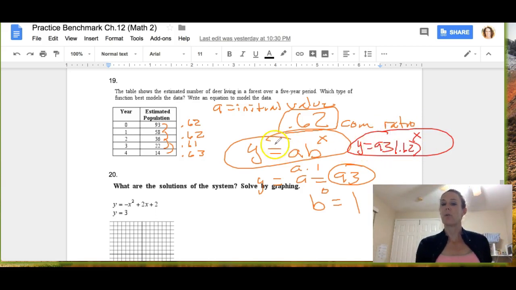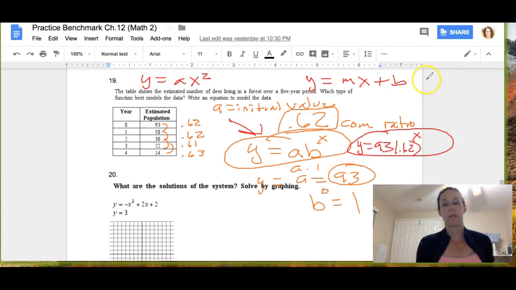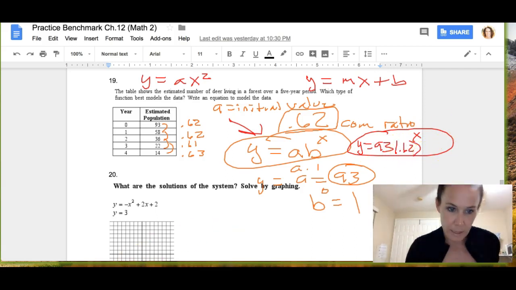Okay, so remember, this is the formula for an exponential equation, and if it asks you to write an exponential, make sure you know a linear too, if it happens to be a linear, and make sure you know the quadratics, which is what we've been working on this whole time. With the exponential, a is your initial value, always your 0, and b is your common ratio, and then you take it to the x power. y equals 93 times 0.62 to the x.